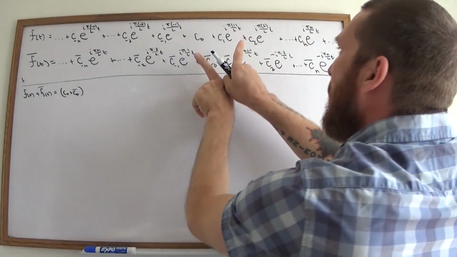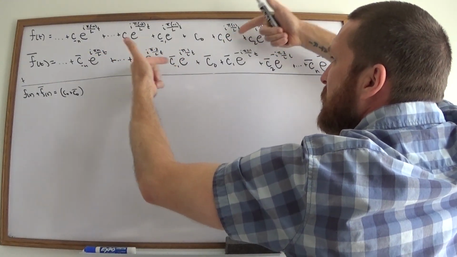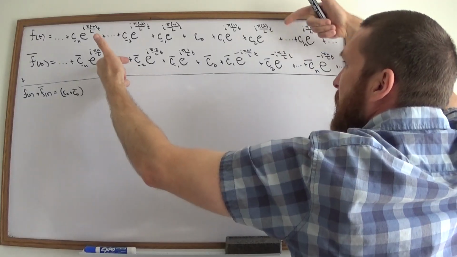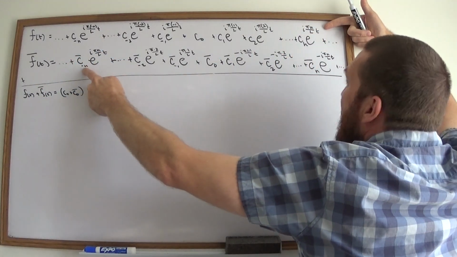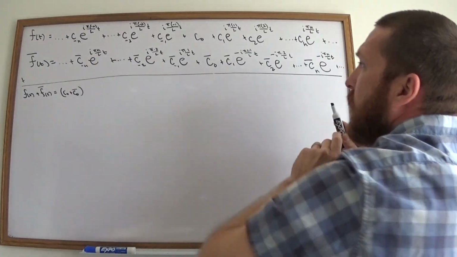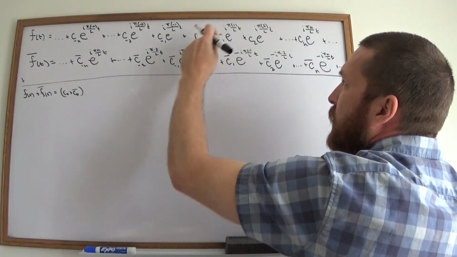So as we go out this way, this one's the same as this one, this one's the same as this one, and so on and so on. And finally, look at that. That one's the same as that one. Okay, so I'm going to group those together.